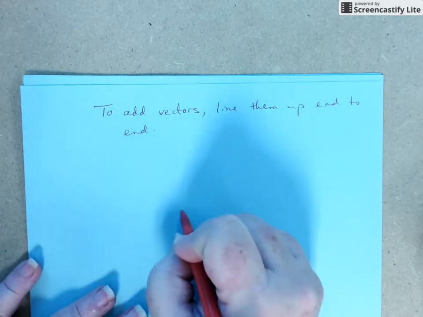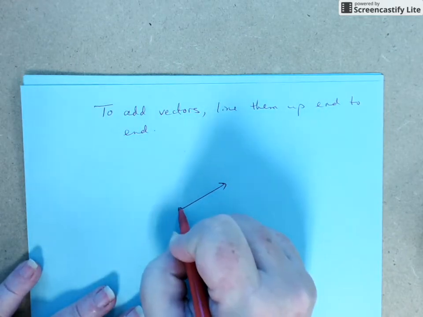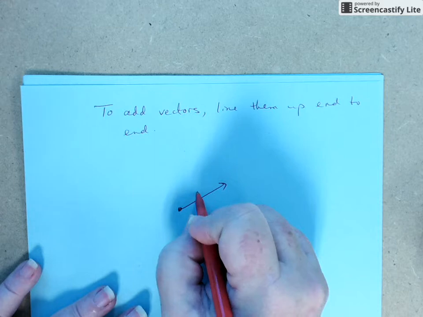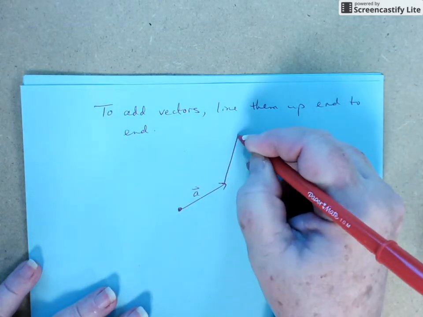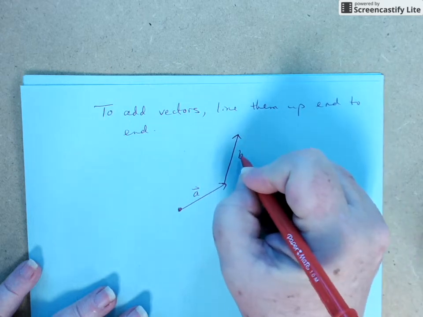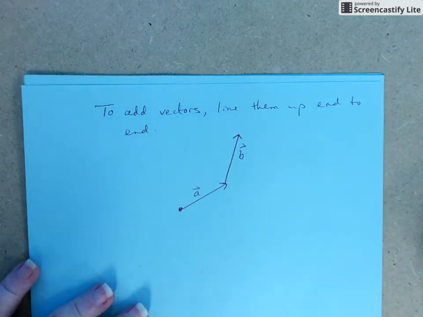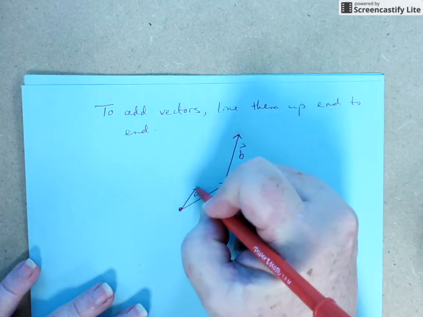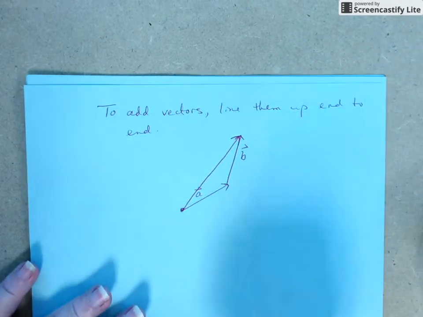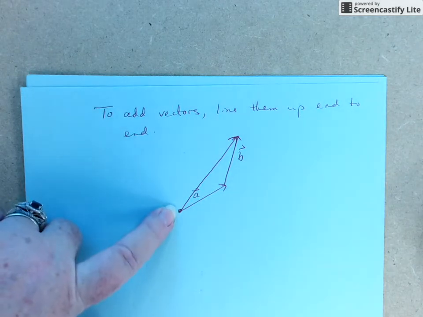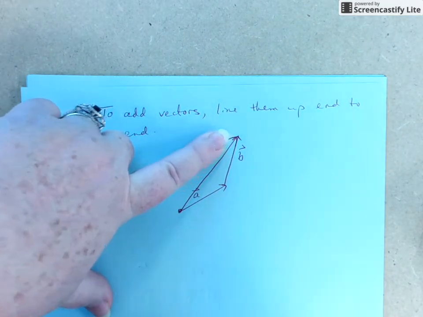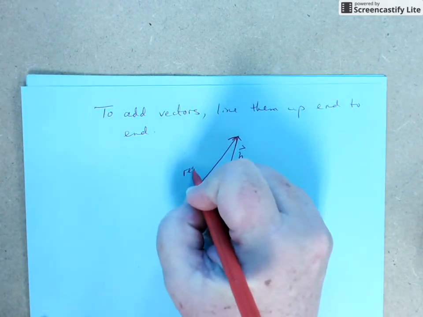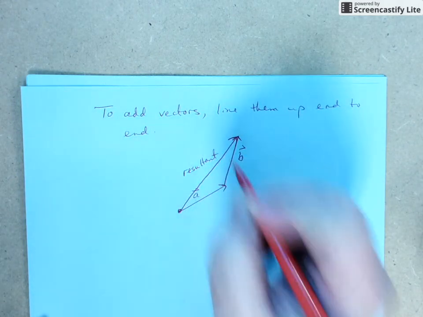Let's say that I have vector A. Here's vector A. And I want to add that to vector B. This third vector shows me where I would end up. Notice where it started. It started at the beginning of A, and it went to where B ended up. And that is called the resultant vector.